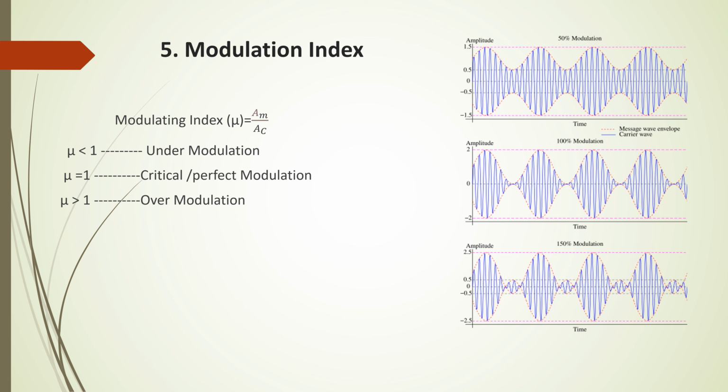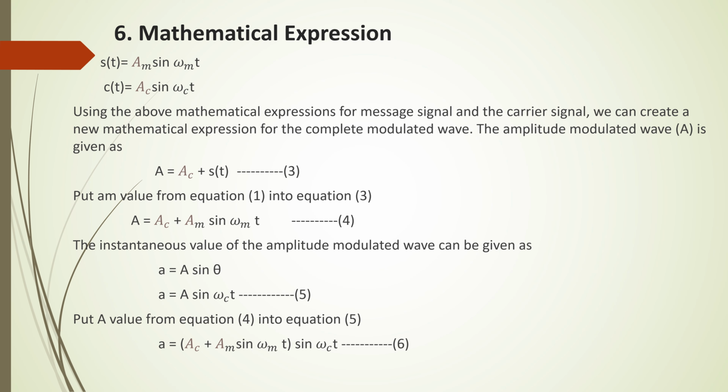What is the modulation index? The modulation index is defined as the ratio of the maximum amplitude of the modulating signal to the maximum amplitude of the carrier wave signal. Modulation index mu = Am/Ac, where mu less than 1 is under modulation, mu equal to 1 is critical or perfect modulation, and mu greater than 1 is over modulation.